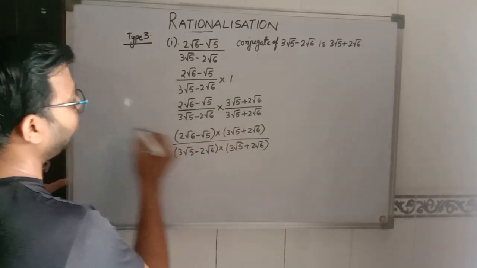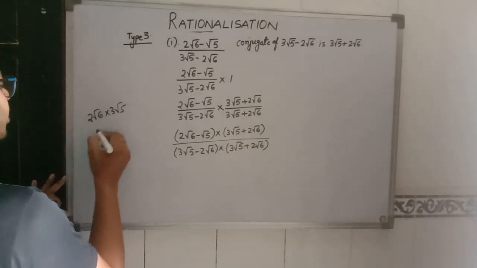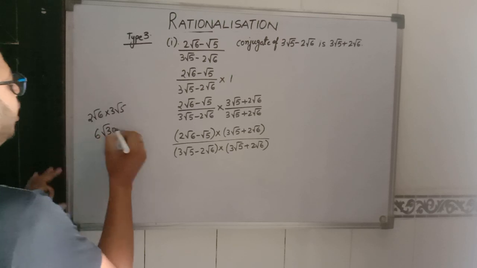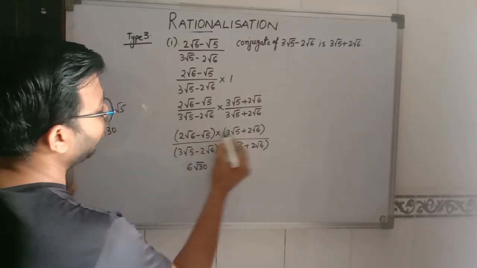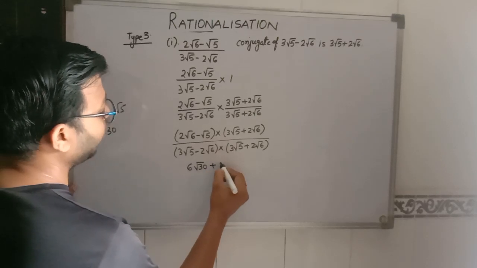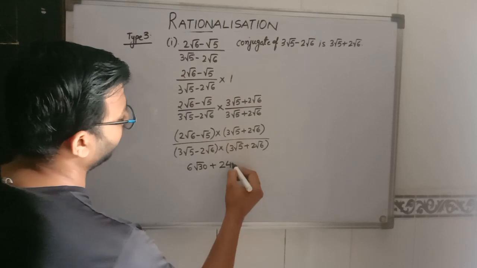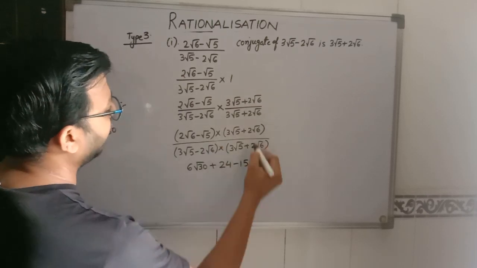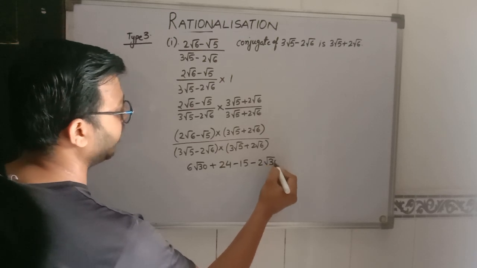So first of all, 2 root 6 multiplied by 3 root 5. So 2 times 3 is 6 and root 6 times root 5 is root 30. So it will become 6 root 30. Then 2 root 6 with 2 root 6. 2 times 2 is 4, 4 times 6 is 24. Root 5 with 3 root 5. So it will become minus 15. And root 5 with the 2 root 6. So it will become minus 2 root 30.